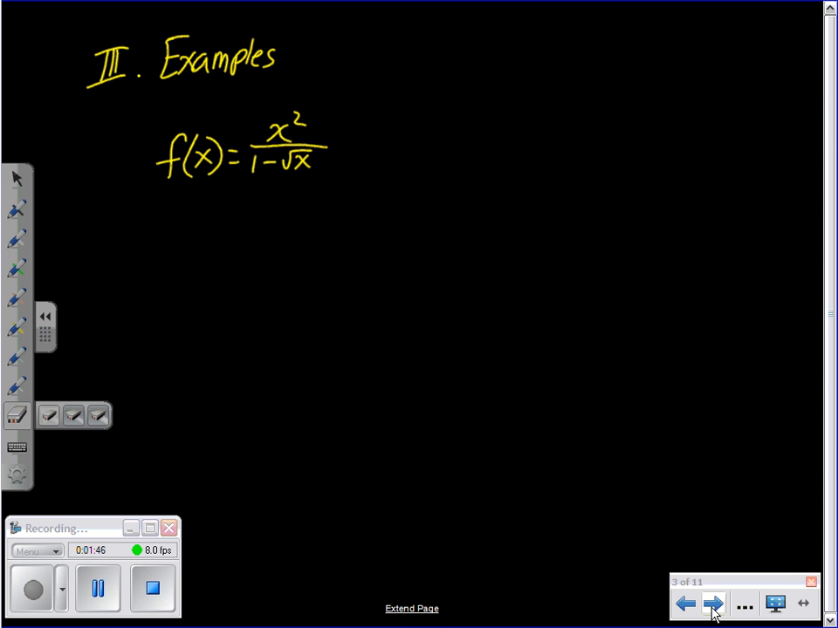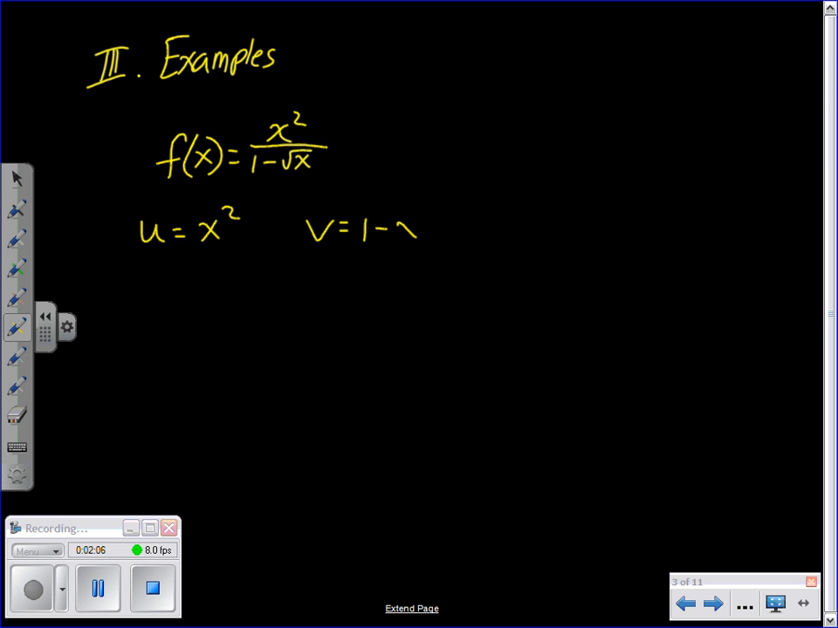So let's look at a quick example. If I have f of x equals x squared divided by 1 minus the square root of x, whenever I go to take the derivative, I first want to identify the function on top, and we'll call it u. So let's take u equals x squared, and v equals 1 minus square root of x, or we could call it x to the 1/2 power.